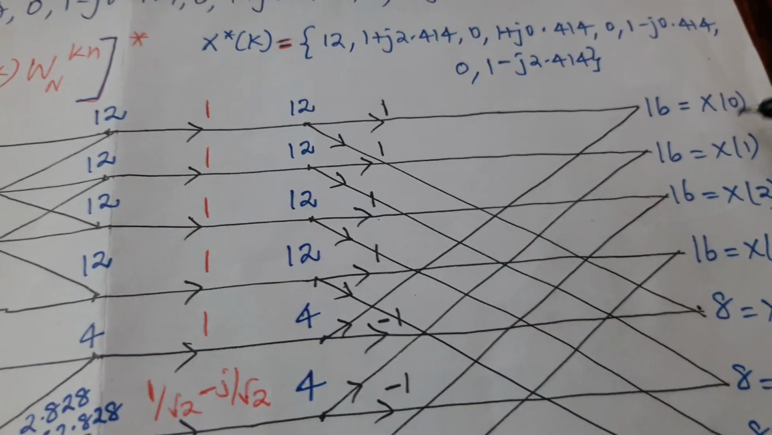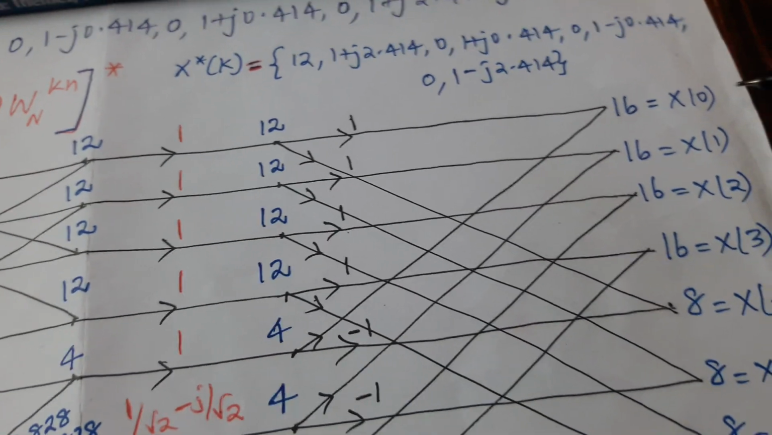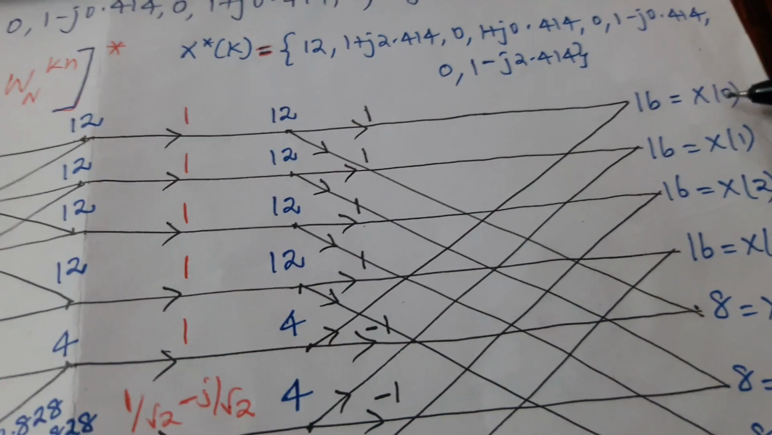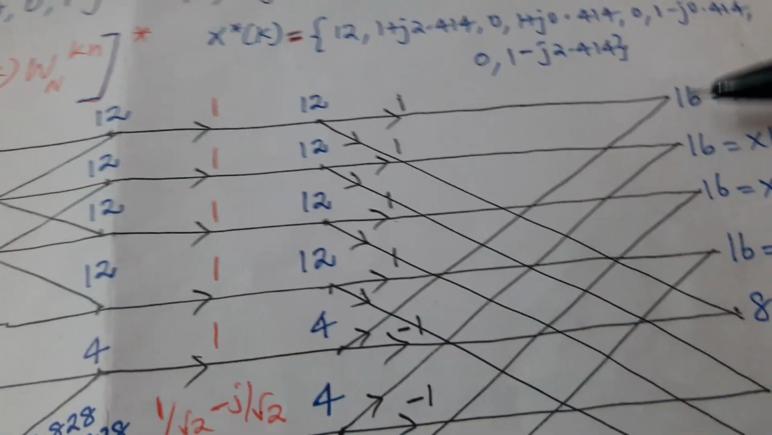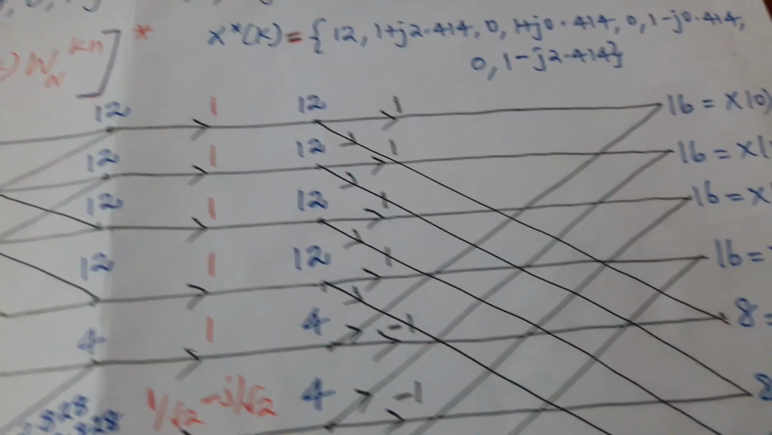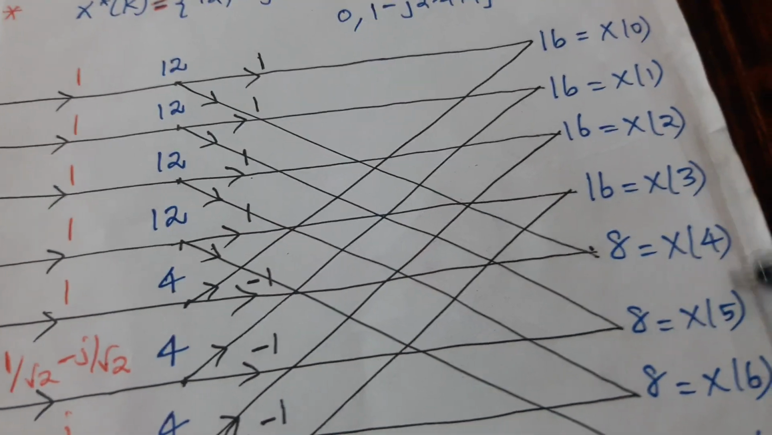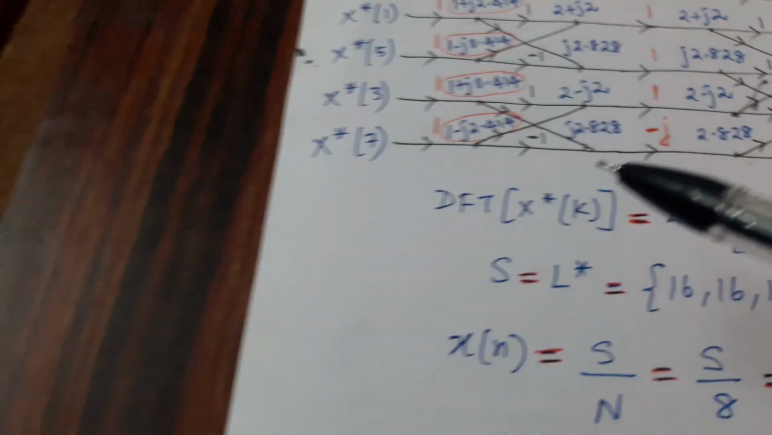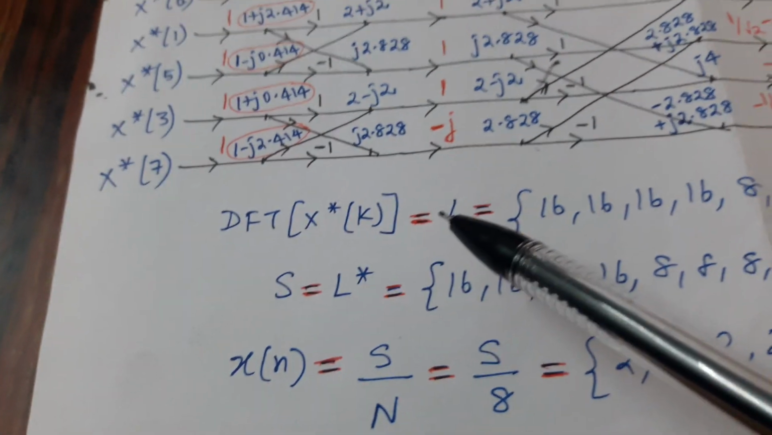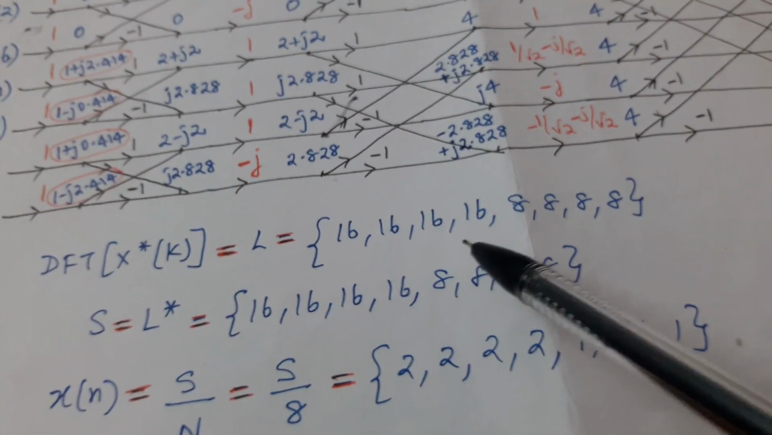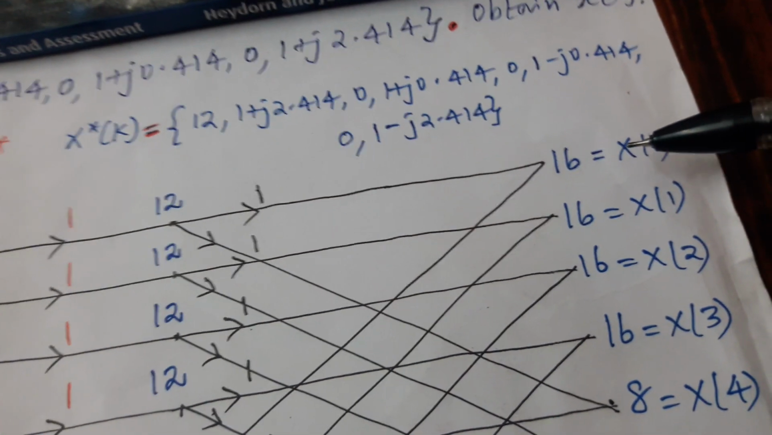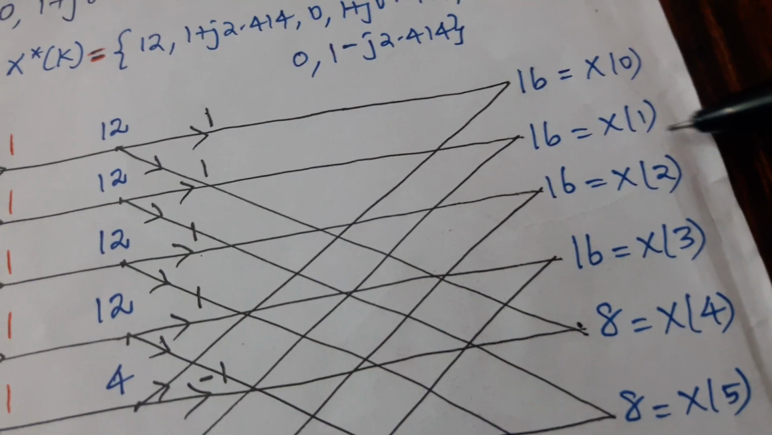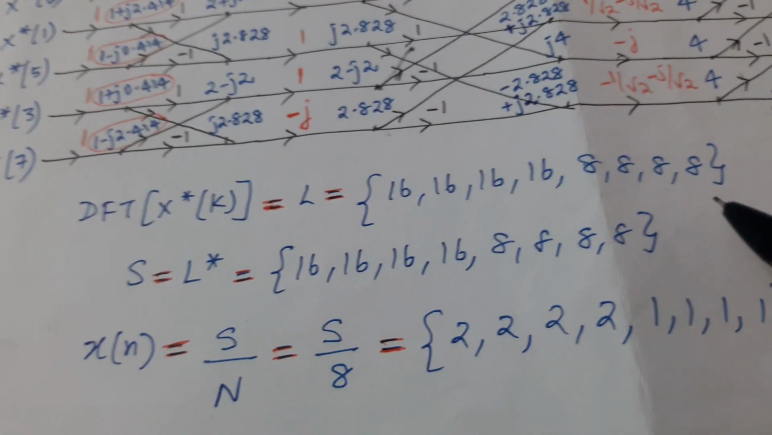I have written here x of 0, but actually this is the answer for DFT of X star of k. Don't write this x of 0, x of 0 till x of 7, don't write that. Now DFT of X star of k, we keep it as L and write the answers. I could have written that instead of capital X. It is not x of 0, sorry. This is capital L of 0, L of 1, L of 2. Just some assumptions. 4 16s followed by 4 8s.